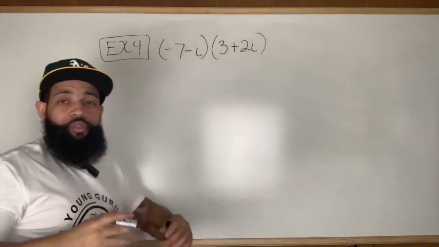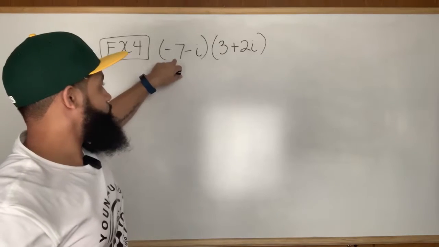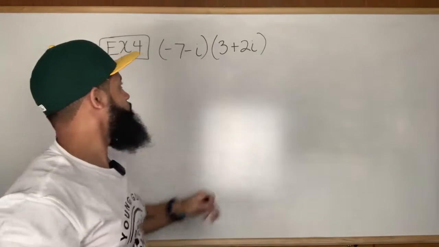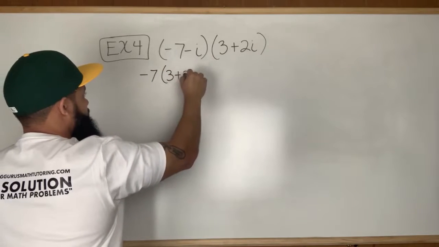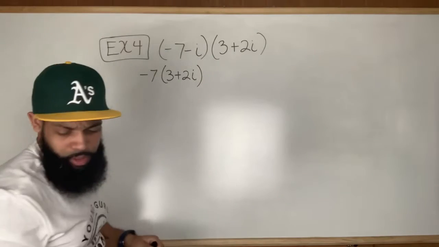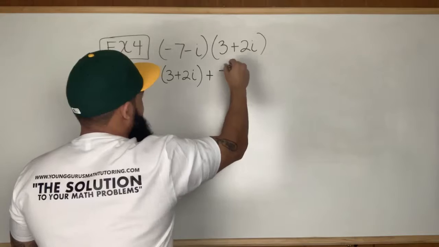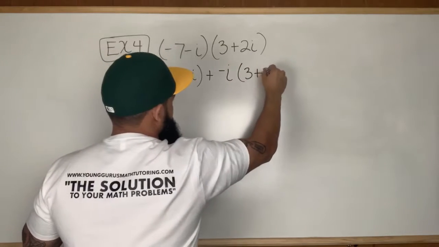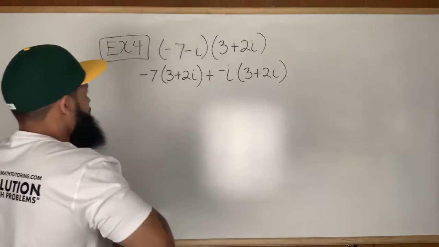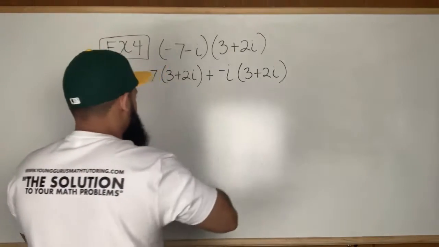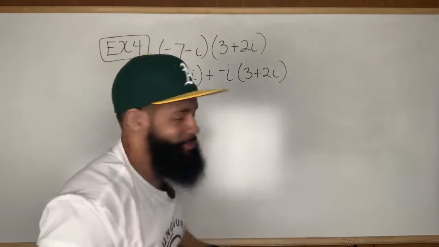Okay? Double distribution means that I'm going to take the first term in this parentheses and distribute it there. So I'm going to say negative 7 times 3 plus 2i, and then I'm going to say plus negative i times 3 plus 2i. Okay? And now I'm going to distribute this side and I'm going to distribute that side. And then we're going to have a lot of terms and we're going to put them all together and then we're going to get an answer.